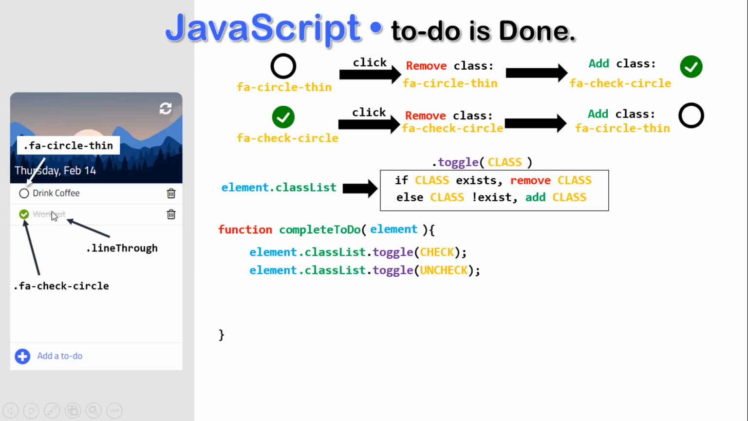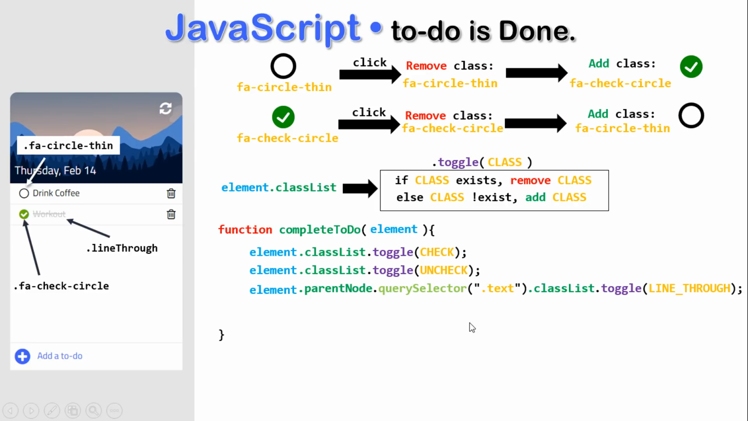To select this text, we need first to go to the parent element and then select the text element using query selector, and then use the class list and then toggle the line through. Now we need to update our list variable, because 3 lines of code will just update the user's interface. We also need to update our list variable.